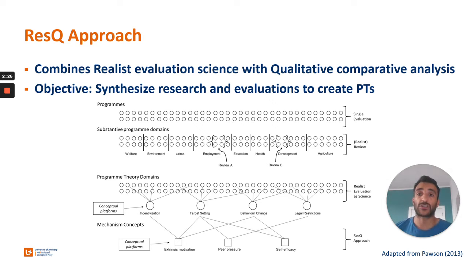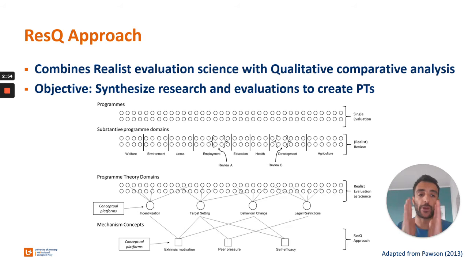So, as already mentioned, it combines realist evaluation science with qualitative comparative analysis. Important to mention: realist and scientific realism. Realist evaluation is based on scientific realism, but also very much influenced by the view on mechanisms by Bhaskar in his book A Realist Theory of Science. And the objective of the ResQ approach is to synthesize research and evaluations to create program theories.